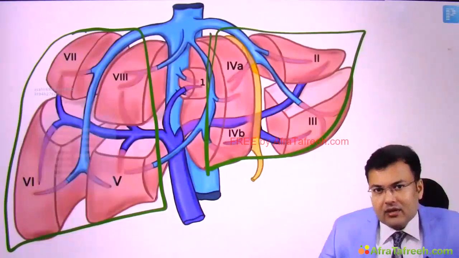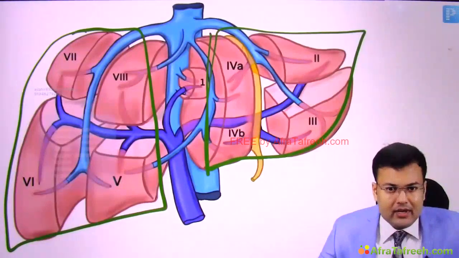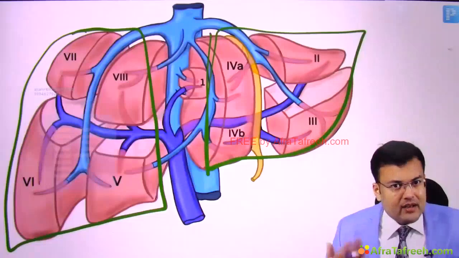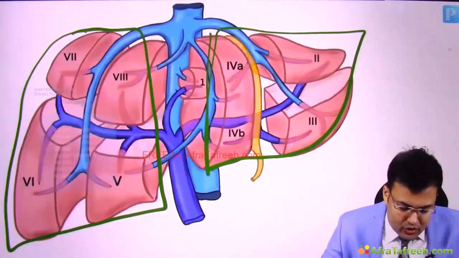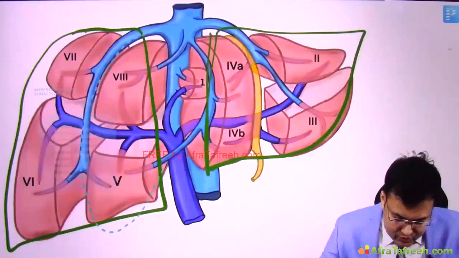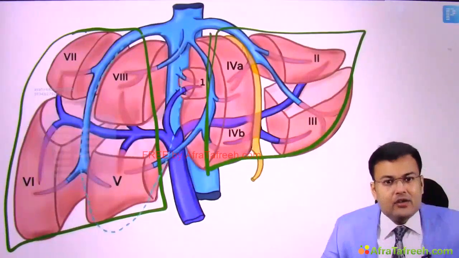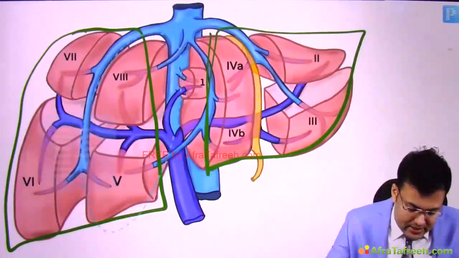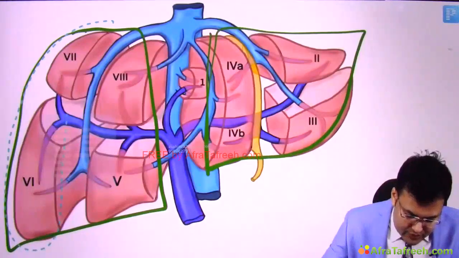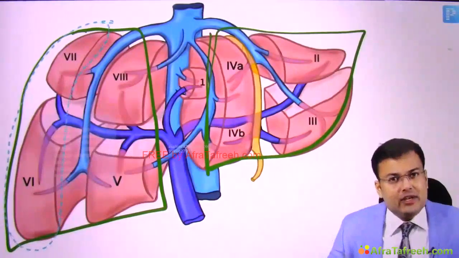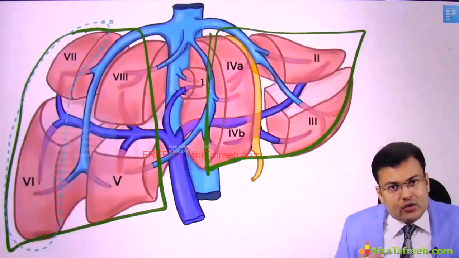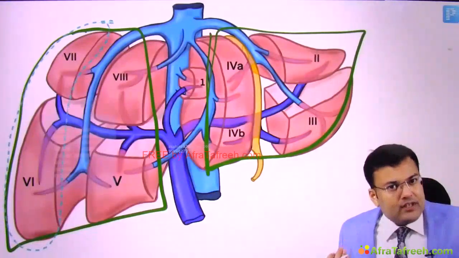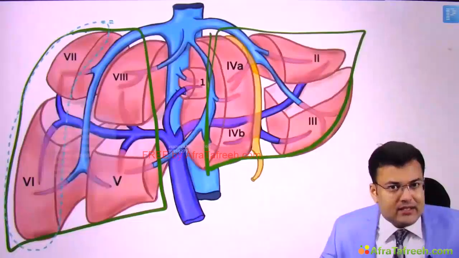Segment 1 is considered a separate lobe. Right? Now see, in the right lobe, there are two sectors. One is right anterior sector and one is right posterior sector. So what are the segments which are included in this right anterior sector? If you see this right anterior sector, the segments included are 5 and 8. Similarly, in right posterior sector, what are the segments included? It is 6 and 7. So right anterior sector contains segment 5 and 8. Right posterior sector contains segment 6 and 7.